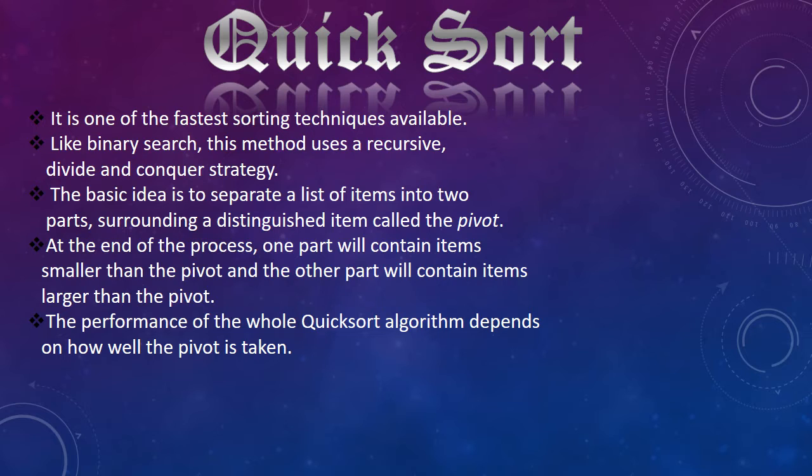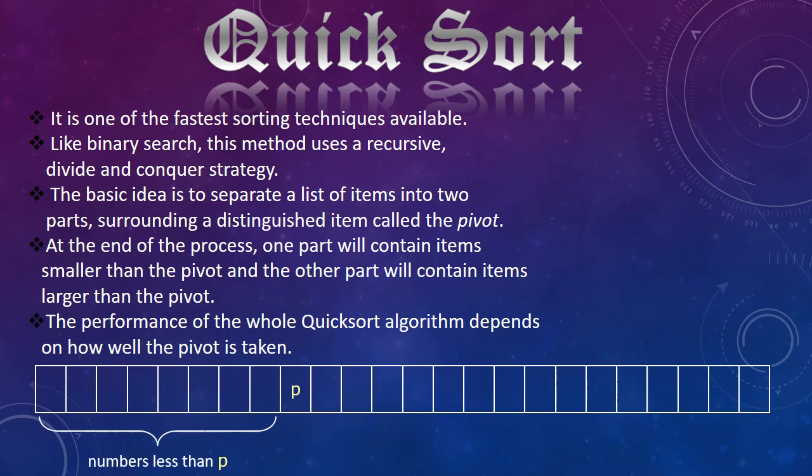The main idea of this algorithm is to separate a list of items into two parts, surrounding a distinguished item called the pivot. At the end of the process, one part will contain items smaller than the pivot and the other part will contain items larger than the pivot, and the pivot element will remain in the middle. The performance of this algorithm depends on how well the pivot is taken, so choosing a pivot element is very crucial in this algorithm.